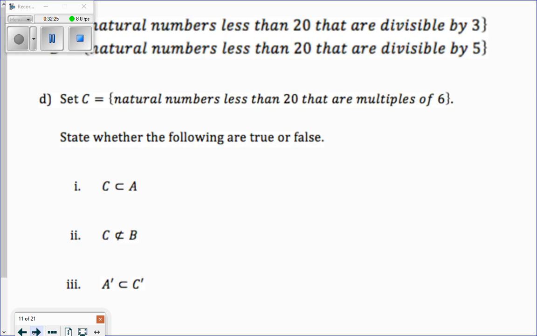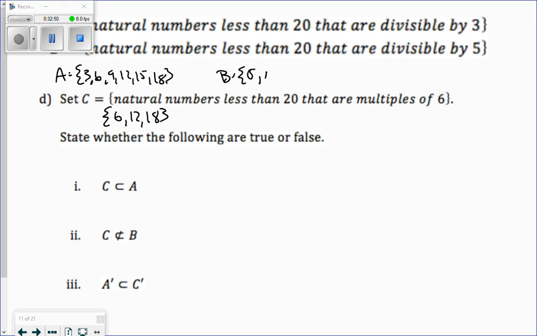Okay, so same thing, part D here. So we added on another set. Natural numbers less than 20 that are multiples of 6. So this would be 6, 12, 18. So I'm just going to rewrite out A here, just so I have it on the same slide. And set B was 5, 10, 15. Sorry, that's a 5. Okay. Yours is all on the same page, correct? So if you don't want to write them all out again, you don't have to.